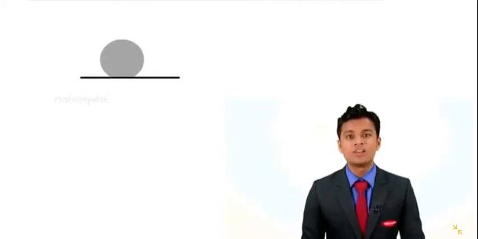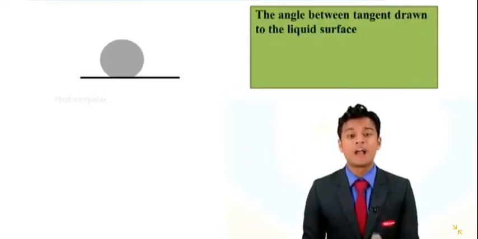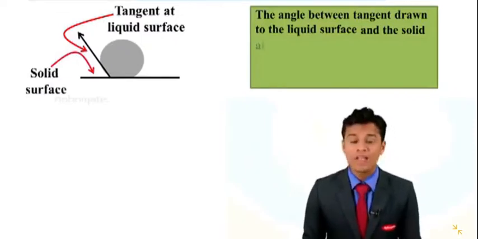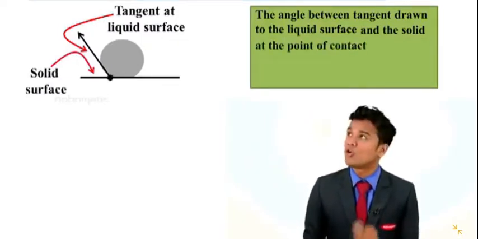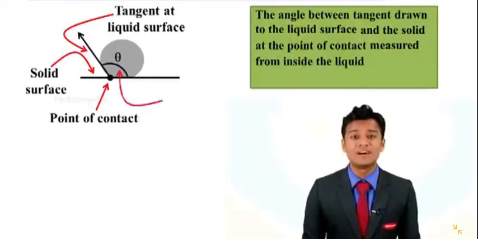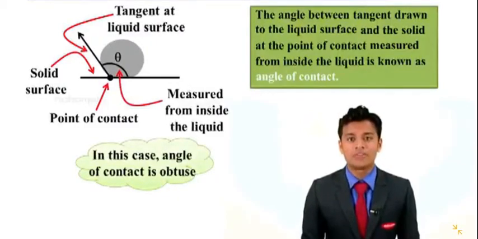Now, the same glass plate I have, but this time if I keep a mercury drop on it. Now class, I know that mercury is more spherical in shape. So if I were to define angle of contact again, it would be the angle between the tangent drawn to the liquid surface and the solid surface, which is something as shown at the point of contact on your screen. I have theta, which is to be measured from inside the liquid. This angle is called the angle of contact. This time the angle of contact is more than 90 degrees, that is an obtuse angle.